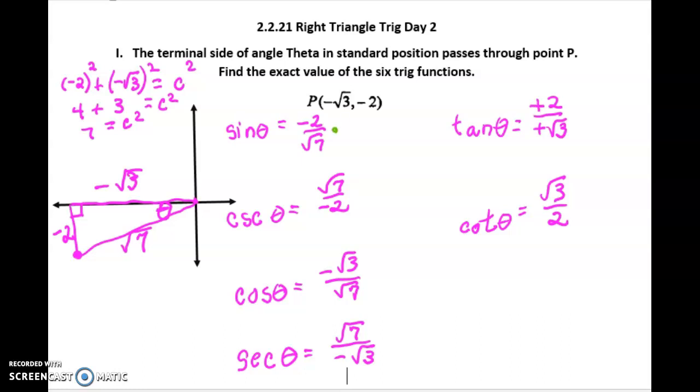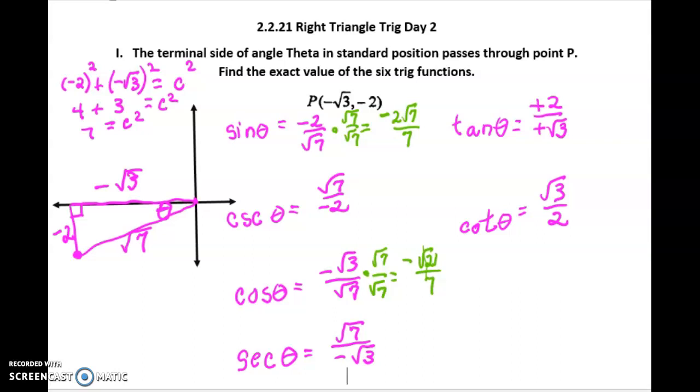So we'll multiply by square root of 7 over square root of 7. That will give us negative 2 square root 7 over 7. And cosecant is fine. Cosine needs a little bit of work. We'll need to multiply by square root of 7 over square root of 7. That will give us negative square root 21 over 7.